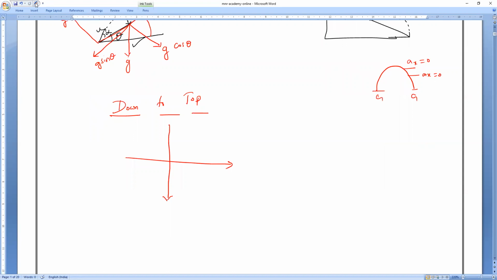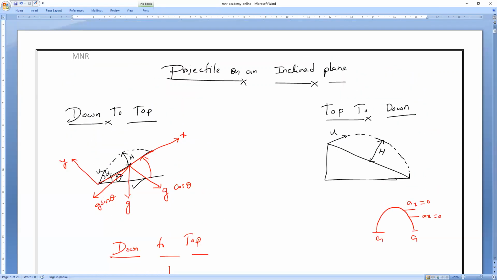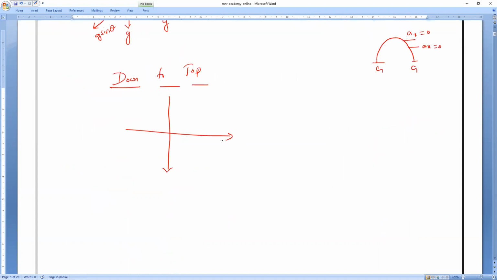As we rotate the xy axes along the incline, by how much do we rotate them? By theta degrees. Rotate the xy axes by theta degrees, so what will happen? It will shift like this. This is the x-axis and this will become the y-axis. In the y-axis, what is the initial velocity? u sin alpha.